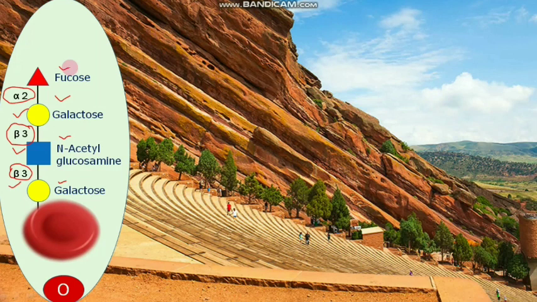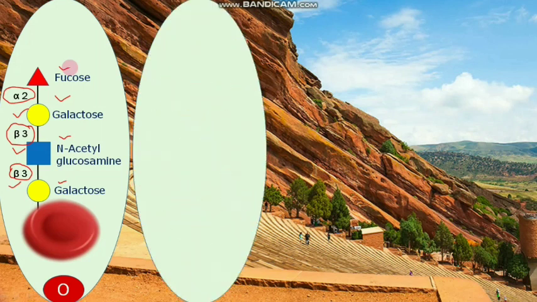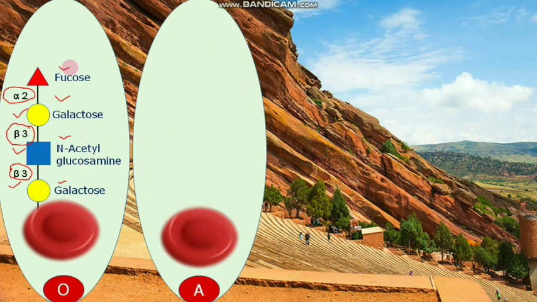Okay, so let us see the difference between the O blood group and the A blood group. We are just considering the A blood group individual right now. The RBC is present, and on the surface of the RBC, the same O antigen will be present.